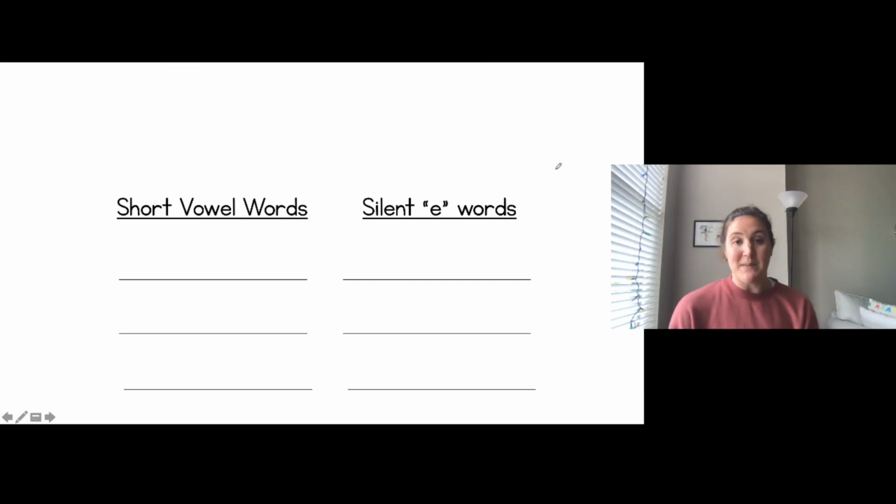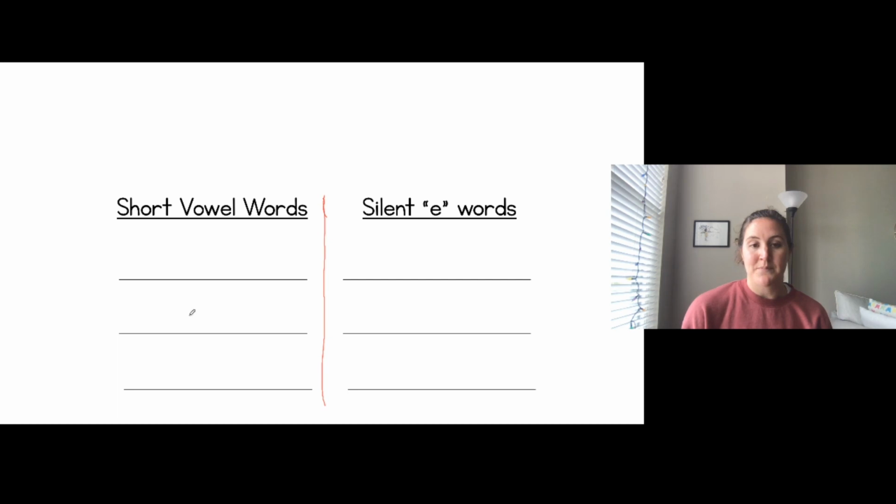So get a piece of paper. You could even draw a line down the middle so that over here you're writing short vowel words, over here you're writing silent E words. All right, are you ready?